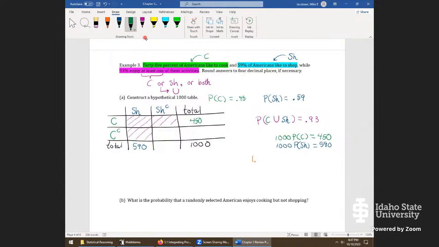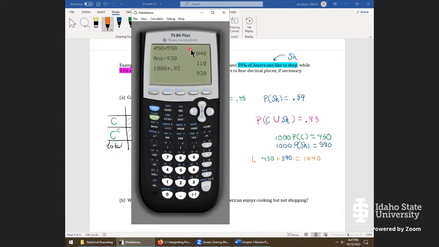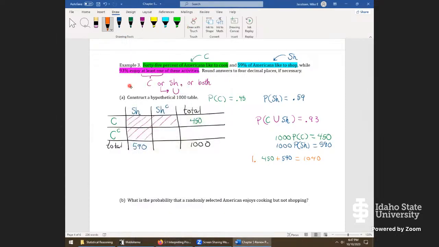Step one, take the 450 plus the 590. I believe we got 1,040 out of that. Let's double check the calculator here. Yeah, we have 1,040 for that value. Step two, take 1,000 times this event right here. I'll indicate it as 1,000 times probability of C union SH. That comes out as 930.